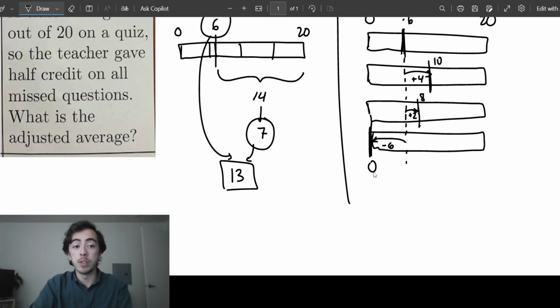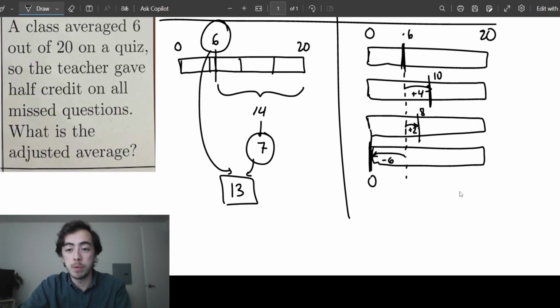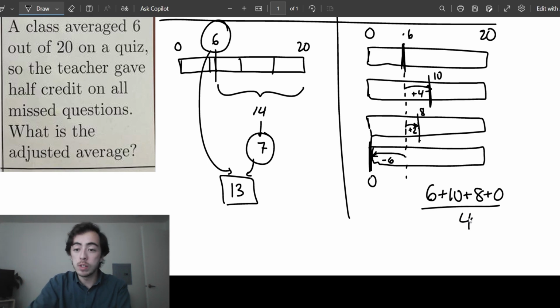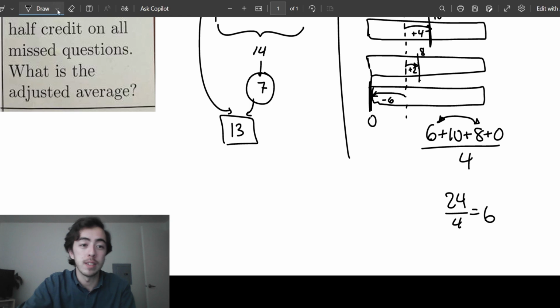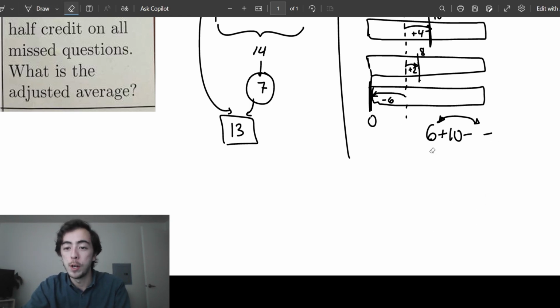Just to show that the average is still 6, we could add up all their scores, 6, 10, 8, and 0, divide it by the amount of students that there are, which is 4. This numerator right here, I'm seeing a 14 right here, plus 10 is 24, divided by 4, and we still get 6 as our average.